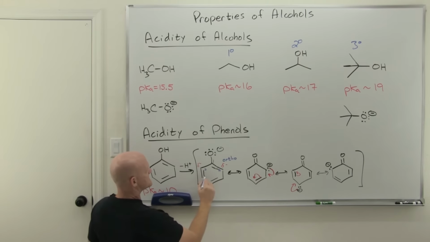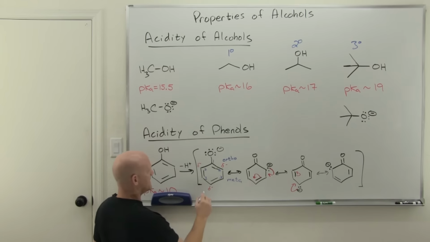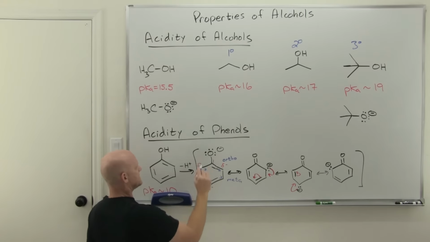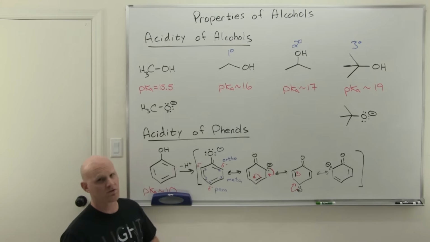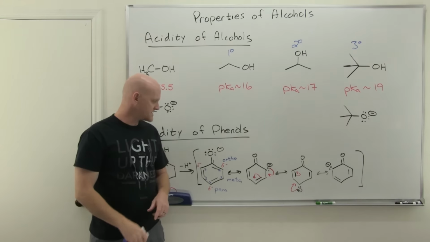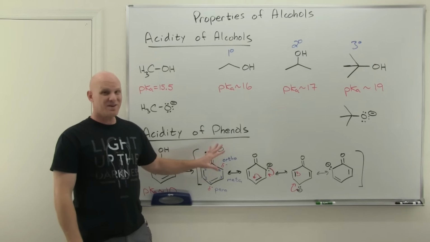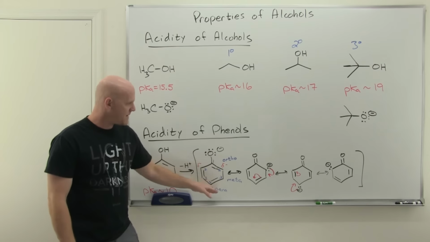So the 3 positions are called the meta positions, and then the 4 position relative to that functional group is called the para position. So I bring these up. We'll visit these again in the aromatic chapter later on in this semester. But I bring these up because they're pretty commonly used when we're talking about phenols. And so we've got the ortho, meta, and para positions.